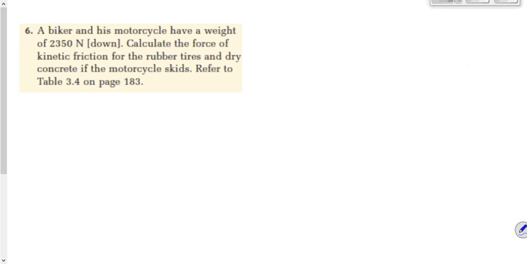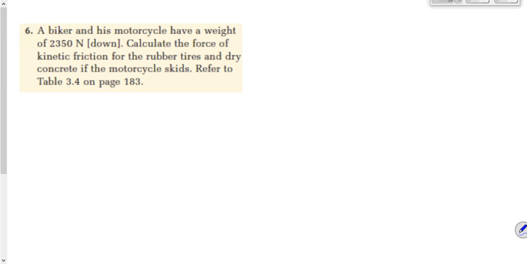All right, the next one you guys wanted to go over was number 6. It says a biker and his motorcycle have a weight of 2,350 newtons down. Kevin, what does that correspond to? Yeah, it's the force of gravity acting down, but on a horizontal flat surface with no vertical acceleration, it's also going to be the normal force. So we know what Fn is.